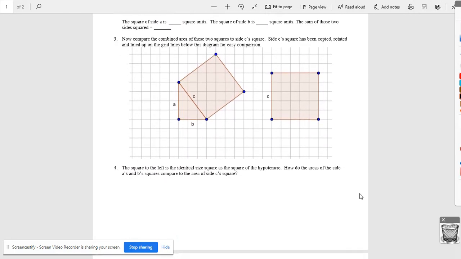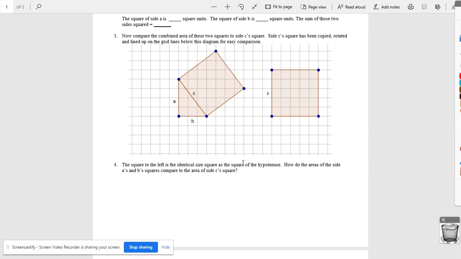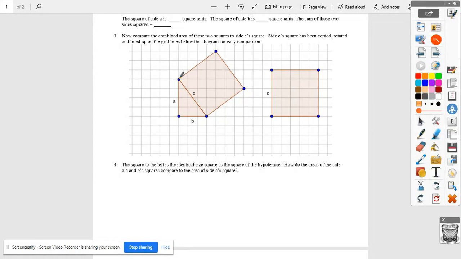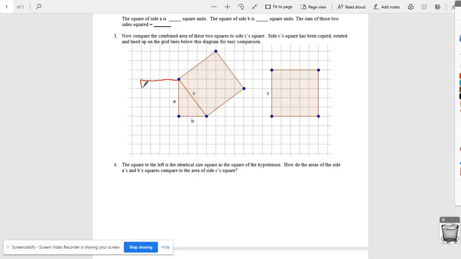Okay, so the square to the left is the identical side square as the square of the hypotenuse. How do the areas of side square A, and I'm going to draw those again, here's our A, here's our B. We said this is 16, and this is 9. This is 25. How do the areas of the A's and B's square compare to the area of side C square?